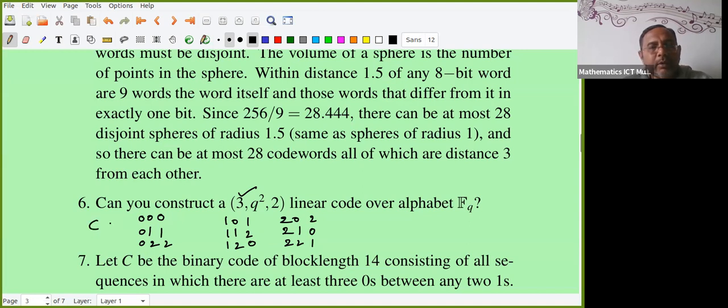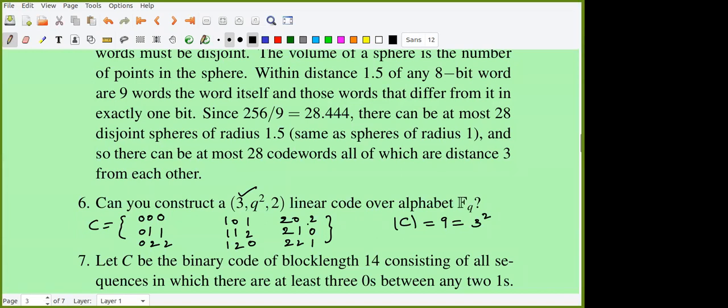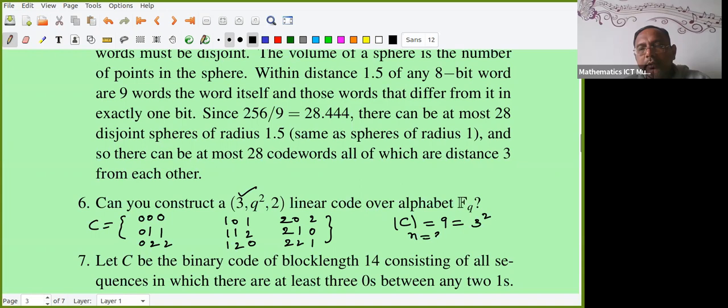Now, how many vectors are there in total? This is my code now. I write it not horizontally, but with commas like this. So what is the cardinality of C now? 9, which is equal to 3 squared. Correct. What is the n value here? 3. Again, the length is 3 only. What is my d value?